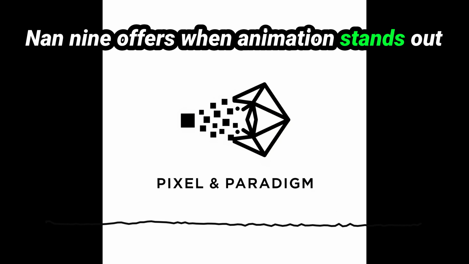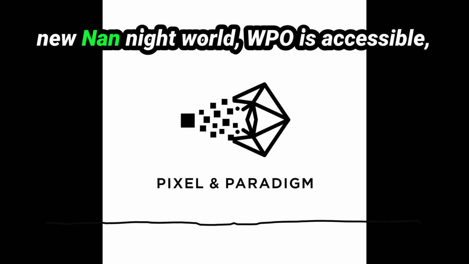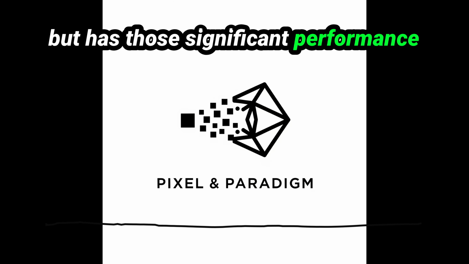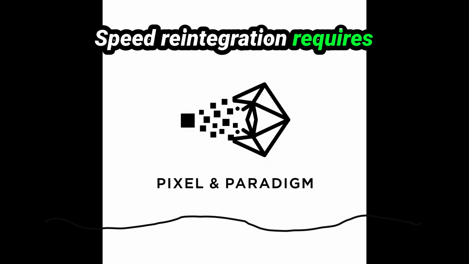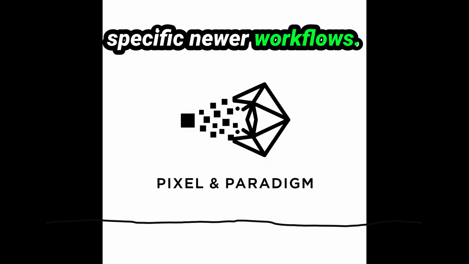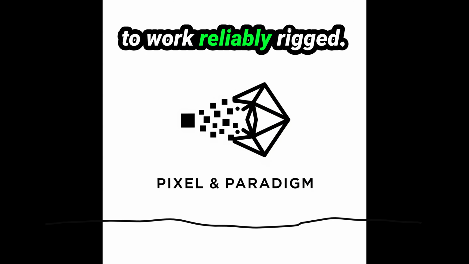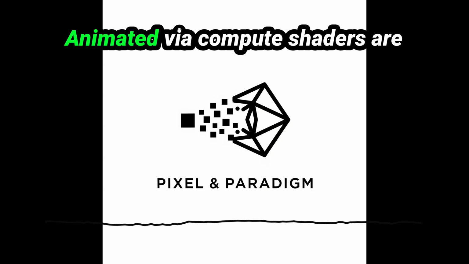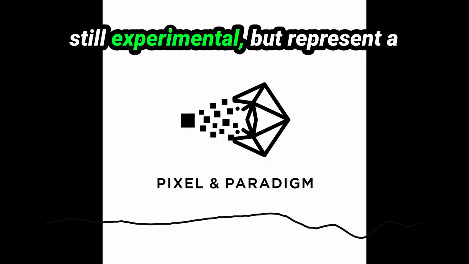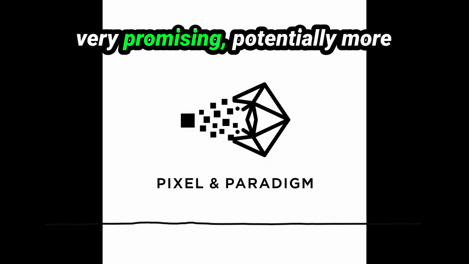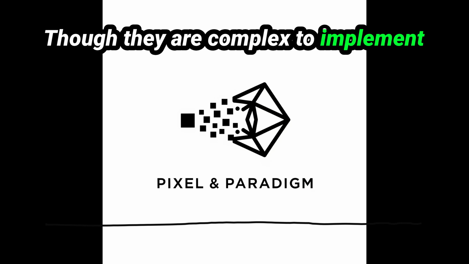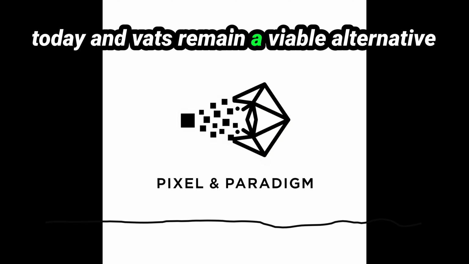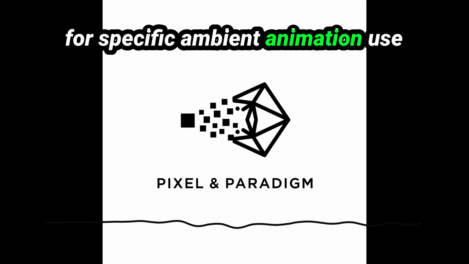Wind animation stands out as a primary technical challenge in this new nanite world. WPO is accessible, but has those significant performance impacts, especially with VSM and culling. SpeedTree integration requires specific, newer workflows, 9 plus GameWind, to work reliably. Rigged skeletal meshes animated via compute shaders are still experimental, but represent a very promising, potentially more scalable direction for the future, though they are complex to implement today. And VATs remain a viable alternative for specific ambient animation use cases.